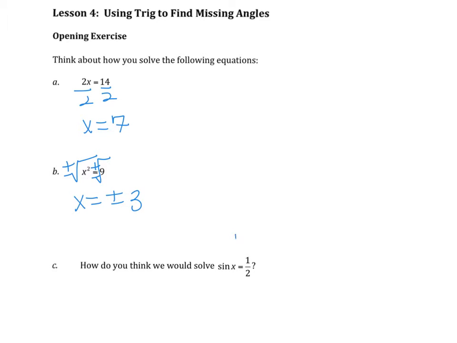So we need to solve for the variable x, and in both cases up here we used inverse operations, meaning we reversed the operation. We're going to do the same thing in trigonometry. So how can we undo everything? How can we get x by itself?